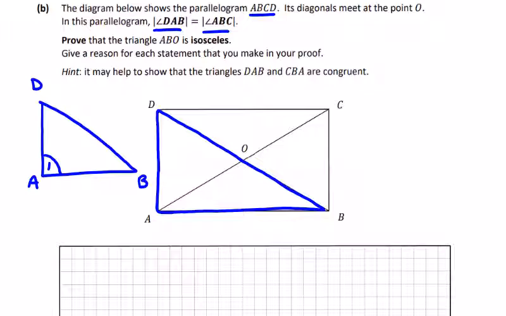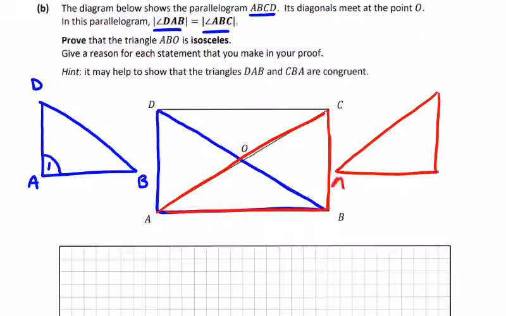And then we'll do the other triangle, which is ABC, which is this direction. So here's my triangle ABC. And the angle is at B. This is the angle 1. They're equal.